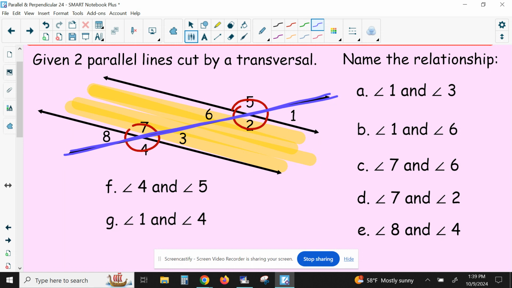Okay, so let's look at A. I'm going to make a hot mess of different colors on this screen. I'll start with purple. 1 and 3. So if I find angle 1 and angle 3, I circled them in purple. Angle 1 and angle 3. Are those interior or exterior?